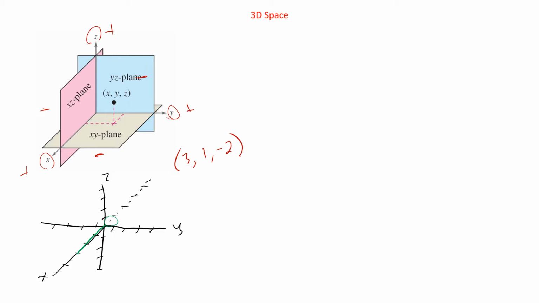And so we're just going to move 1 horizontally because the y-axis is horizontal. So we move a distance of about 1. And then 2 negative in the z direction. That's going to be this distance here. So we'd go down 2 that way. And that's where we'd put our point. So that's the point 3, 1, negative 2.